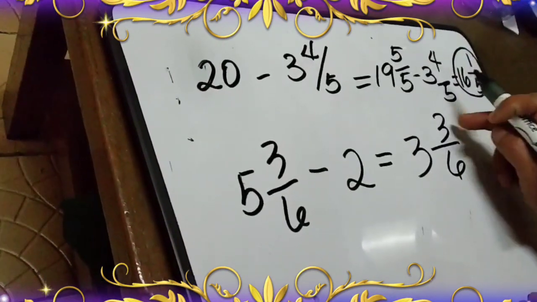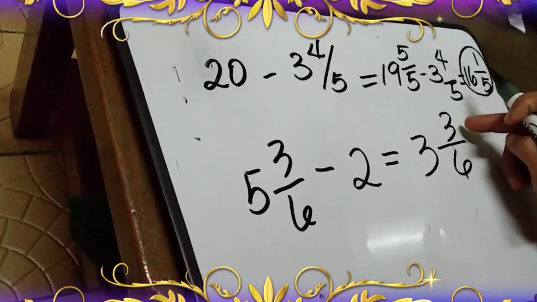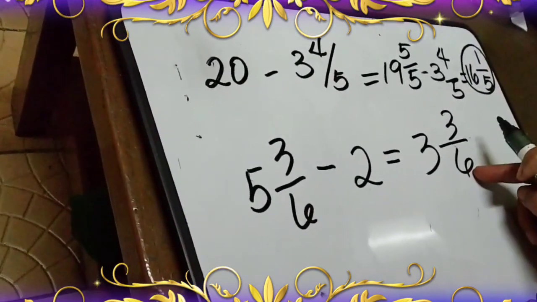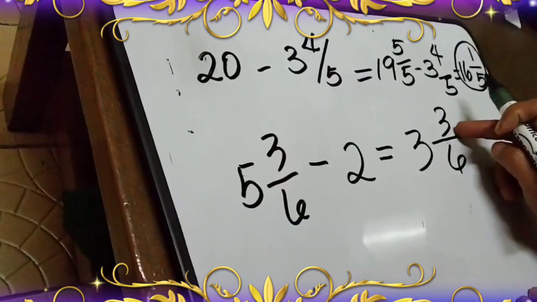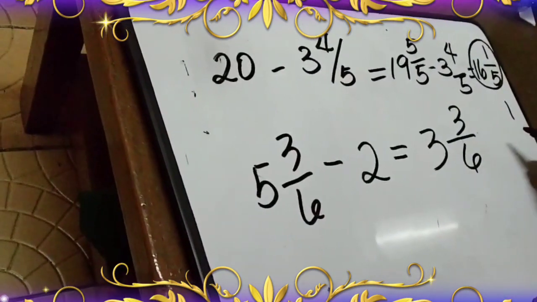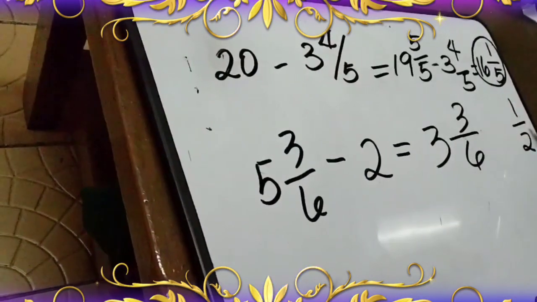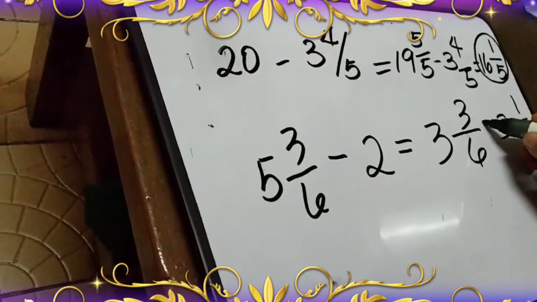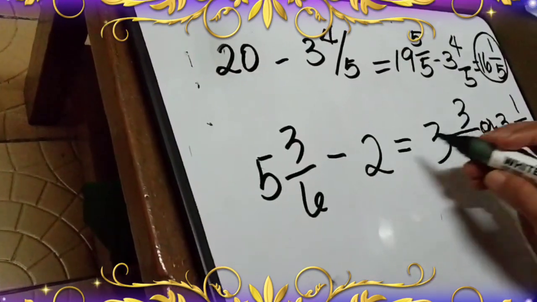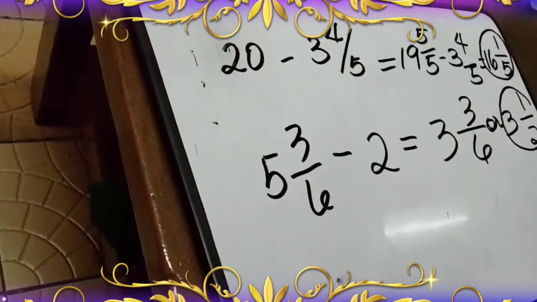The greatest common factor for 3 and 6 is 3. 3 is divisible by 3. 6 is divisible by 3. Therefore, 3 divided by 3 equals 1. 6 divided by 3 equals 2. Then write the whole number 3. So, the answer for 5 and 3/6 minus 2 equals 3 and 1/2.